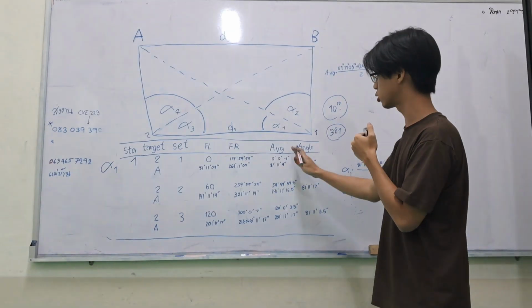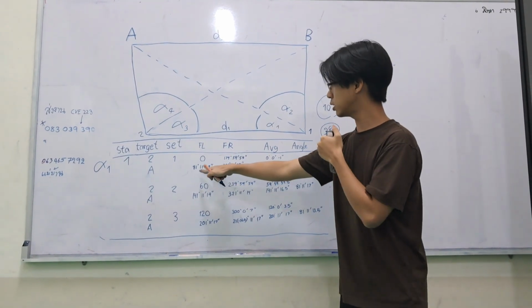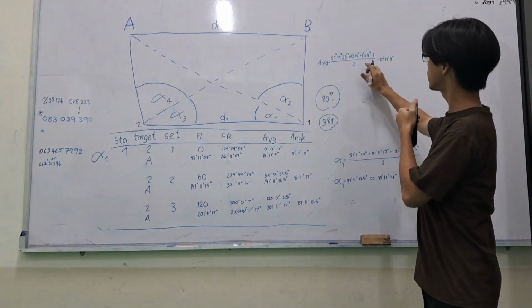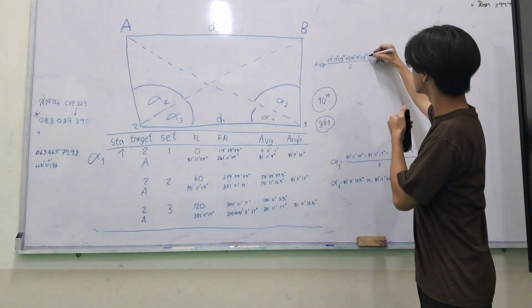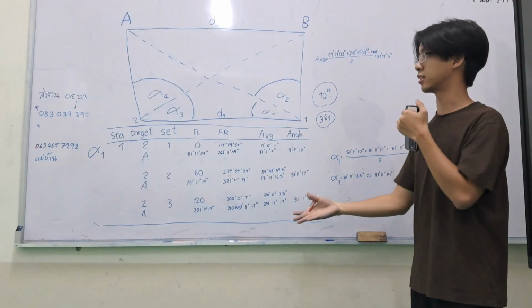Next, we proceed to average. We add these together and then divide by 2. For example, this one is 81, this one is 261. We do 81 plus 261. But this one needs to be minus 180 degree, which is when we turn from face left to face right. So we need to minus it.